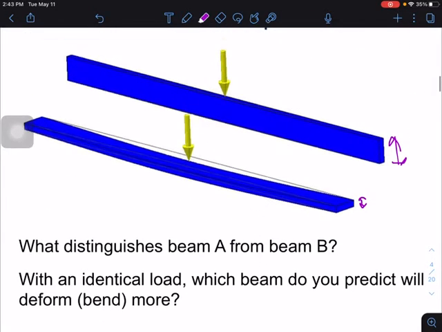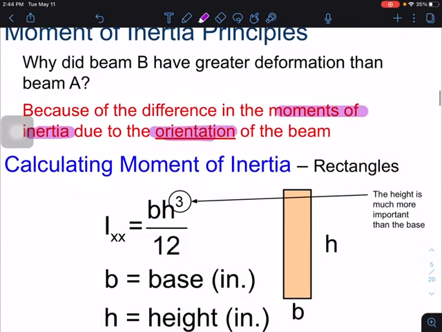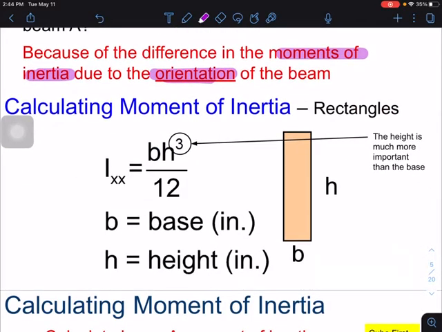So orientation means, is it joist, up and down like this, or is it plank, horizontal like this? That's what moment of inertia deals with. Our equation for moment of inertia is listed right here. I stands for moment of inertia, B is the base, H is the height. The height is cubed, and we divide by 12. So the height, you can see, is more important in this because it's cubed.